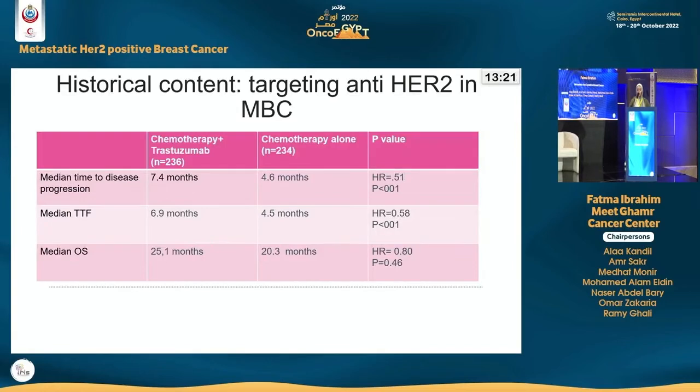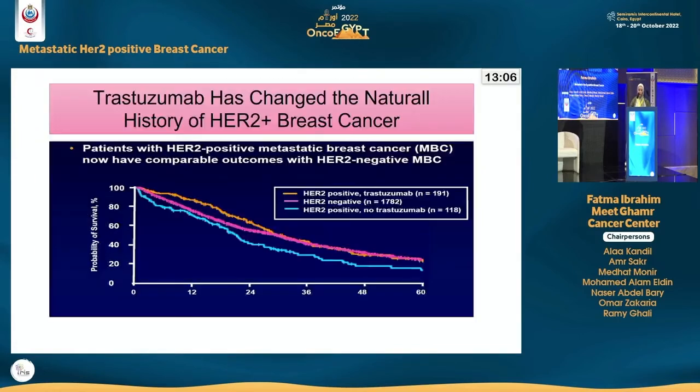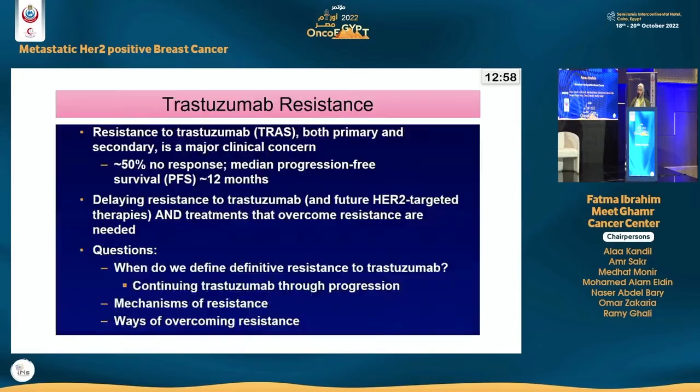Regarding historical context of targeting HER2 metastatic breast cancer, we can see that adding just trastuzumab to chemotherapy has greatly improved progression-free survival significantly, and there was improvement in overall survival, but this difference was not statistically significant. Trastuzumab has changed the natural history of HER2-positive breast cancer, which now has comparable outcomes with HER2-negative metastatic breast cancer.